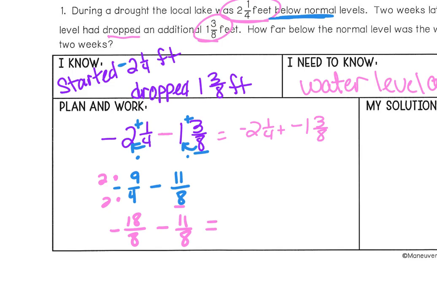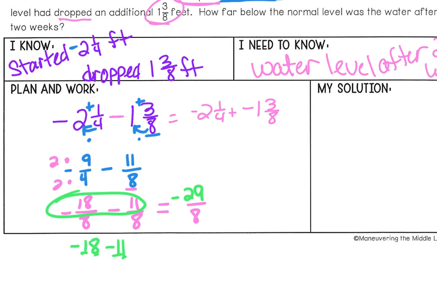Okay. So since they're in eighths, 8 on the bottom, so it's negative 18 minus 11. We're really essentially just working through this top. So we're going negative 18 minus 11. So if I owe 18 and then I owe 11, so that's 10, 20, and then 9. So it's negative 29. Now, because we are working on a word problem, and in real life, we don't say I have negative 29/8 of a foot, we will be converting this back to a mixed number.